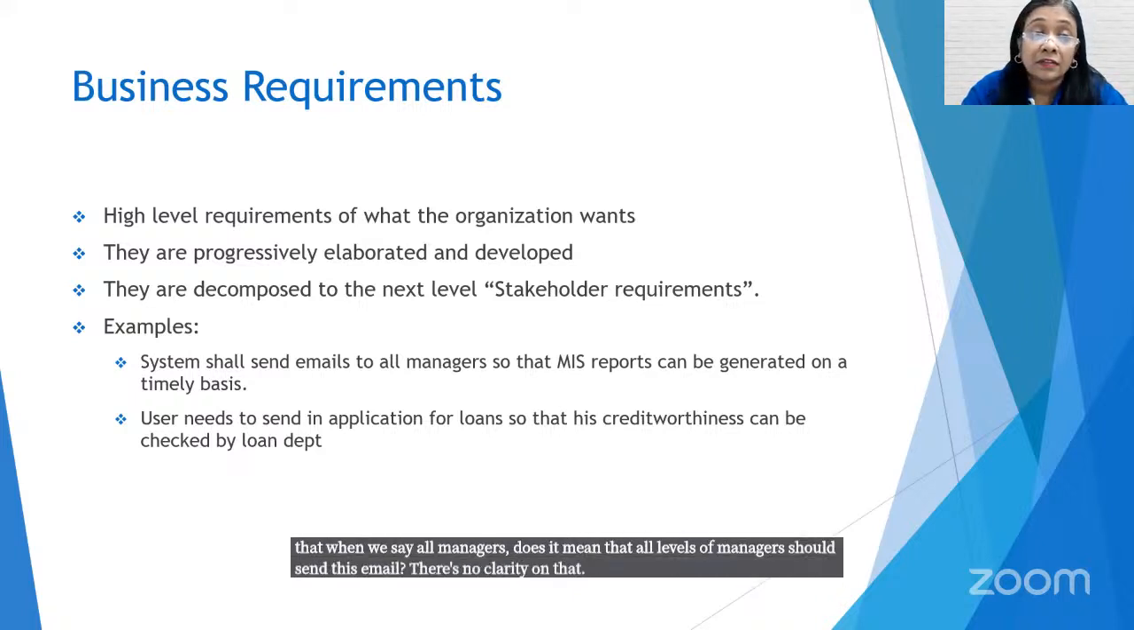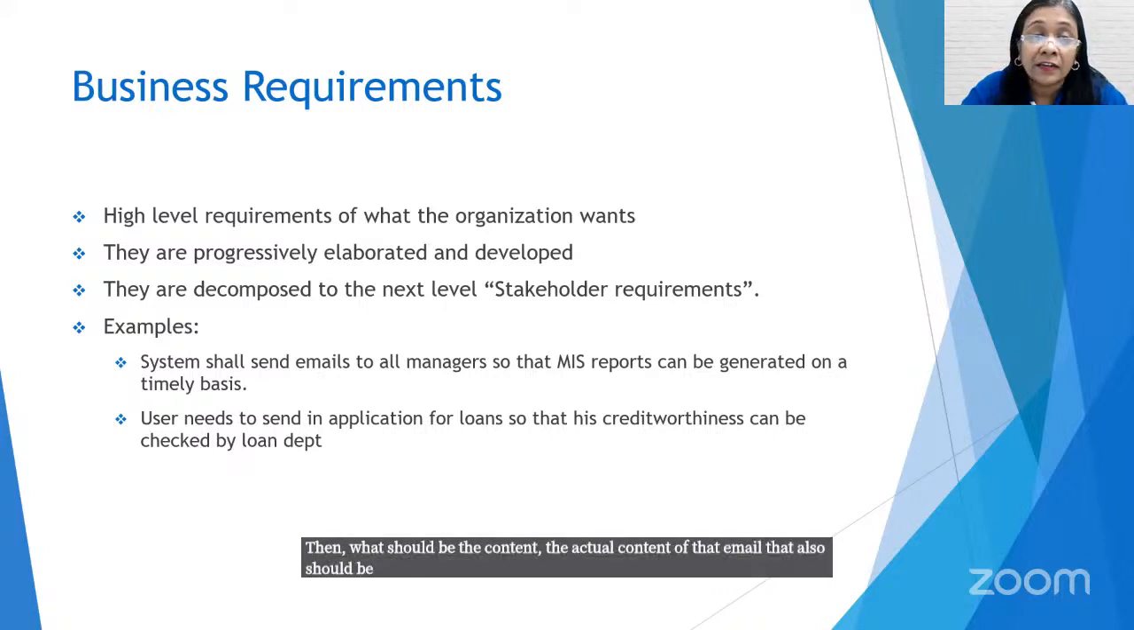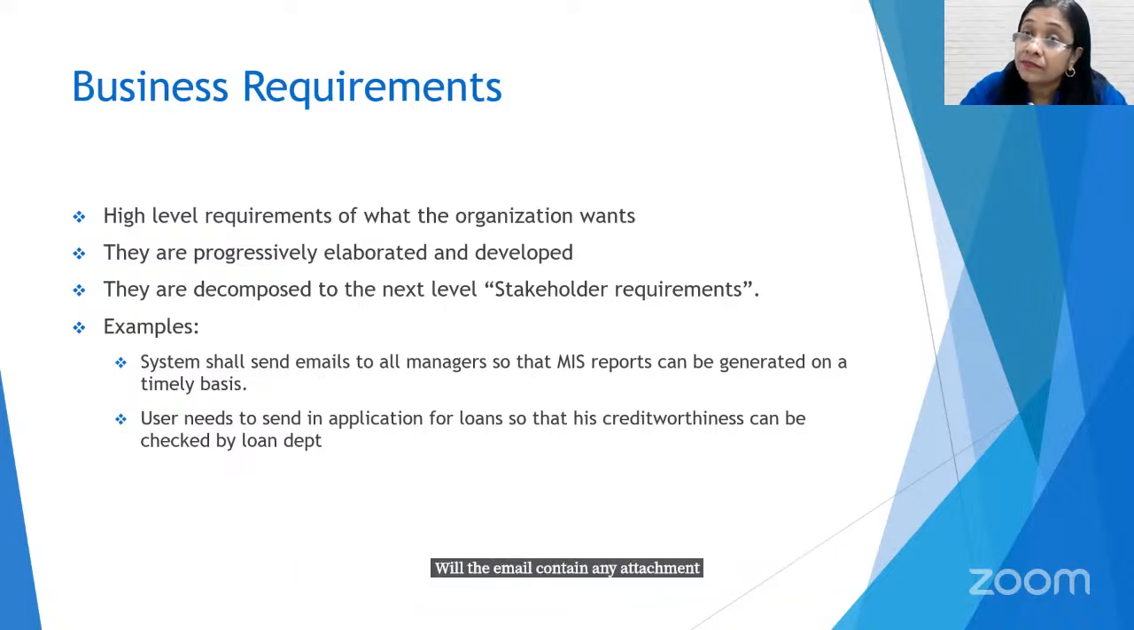Then, what should be the content, the actual content of that email? That also should be given by your client. Will the email contain any attachment? We need to know that. We also need to know the frequency, right? When exactly do you want these emails to go, every week, or twice a week? On which days, on which times? You need to ask that to your customer. Your customer will define all this.